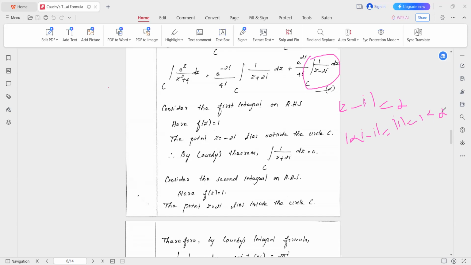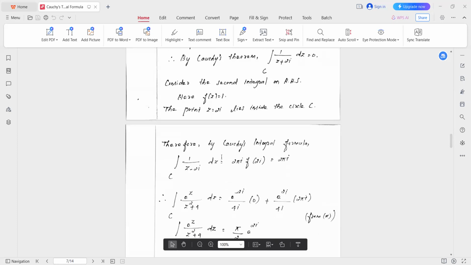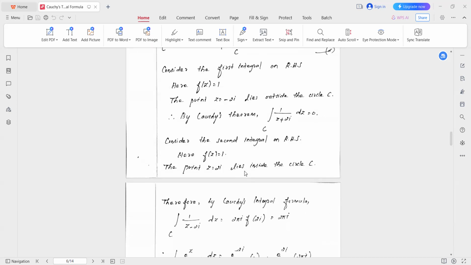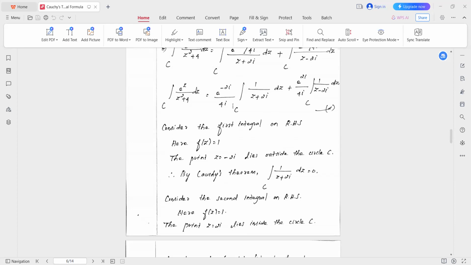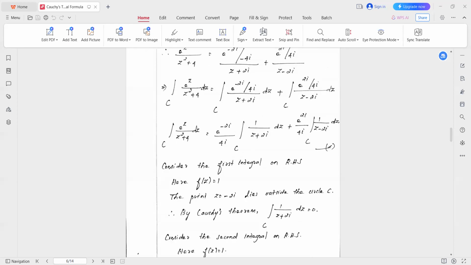So in this situation, which formula do we have to use? Cauchy's integral formula, not Cauchy's theorem. So by Cauchy's integral formula, what will we get? The integral over C of 1/(z − 2i) dz is equal to 2πi times f(2i). But since f(z) equals 1, f(2i) is also equal to 1. So we get the integral value as 2πi. Now we found the integral values of this and this separately. Now we add them so that we get the integral value of this one.